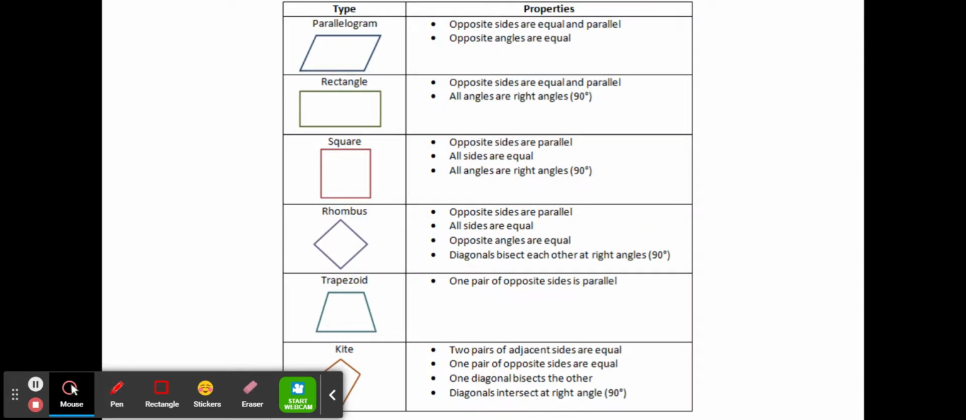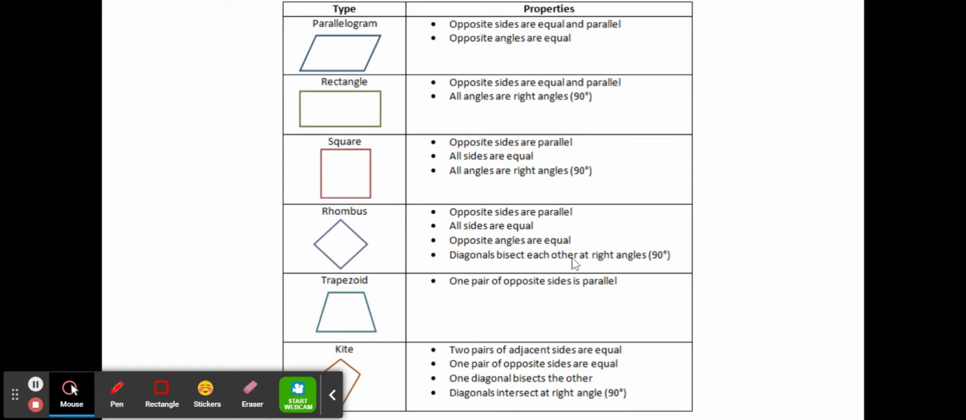Some special parallelograms we focused on were the first four here. The regular parallelogram, we had a rectangle, which has opposite sides, again, equal and parallel, but all the angles have to be right angles. We had a rhombus down here, where opposite sides are parallel, but all the sides have to be equal. The angles are not 90 degrees, though, for a rhombus.